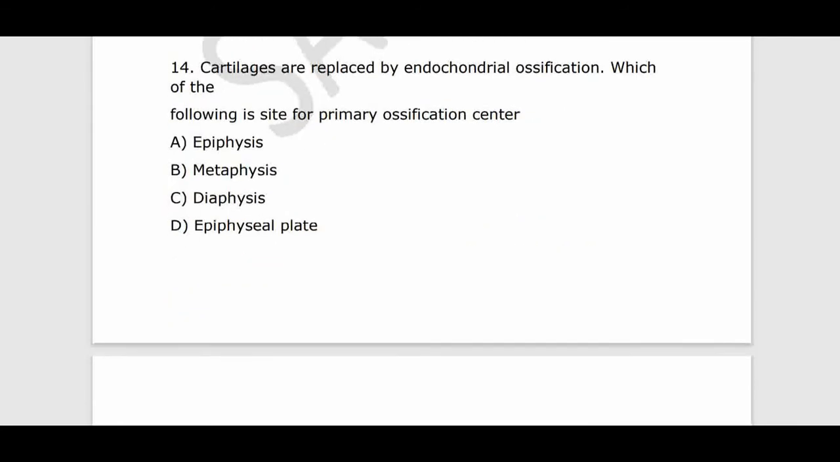Question number 14. Cartilages are replaced by endochondral ossification. Which of the following is the site of primary ossification? So the first ossification centers in bones generally happen in the middle of the bone. So that is the diaphysis. And then as the diaphysis goes, secondary ossification centers can appear, and the secondary ossification centers are what you call epiphyseal plates. So it separates the epiphysis obviously from the metaphysis also. So this is actually the secondary ossification center, epiphyseal plates. Alright.